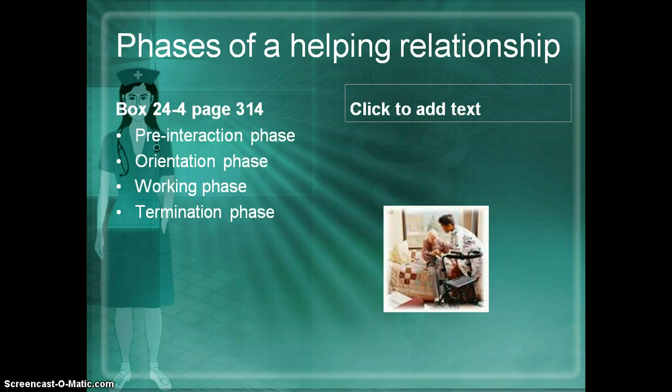Our phases then of that relationship, box 24-4: our pre-interaction is before we meet the patient. It's looking at the chart. It's anticipating their health concerns. What will they need? Their skin is at risk for skin breakdown. I'm going to put an air mattress on the bed.